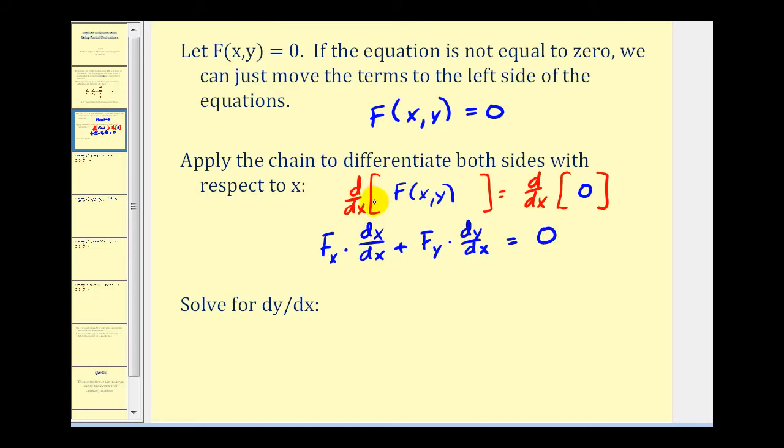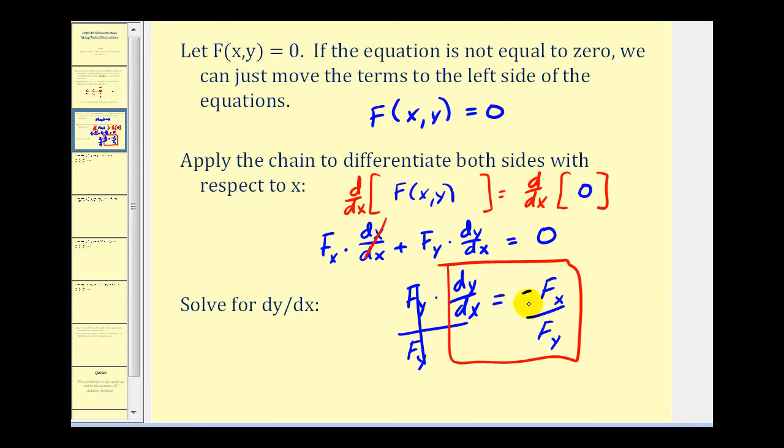Well, dx/dx is going to be equal to 1. So now we're going to solve this equation for dy/dx. We'll first subtract fx on both sides of the equation. That's going to give us the partial with respect to y times dy/dx equals the opposite of the partial of f with respect to x. And now we just divide both sides by fy, and we have our formula from the previous screen. dy/dx is equal to the opposite of the partial derivative of f with respect to x divided by the partial derivative of f with respect to y.